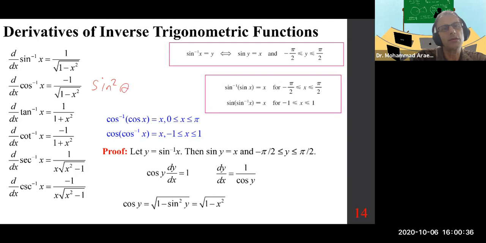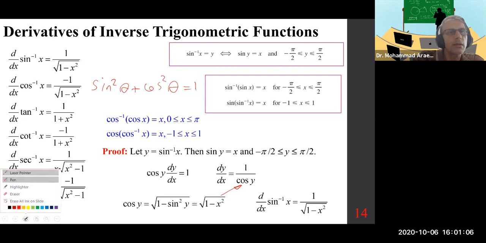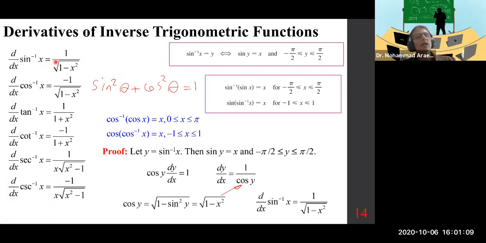Sine squared theta plus cosine squared theta is 1, which means sine squared is 1 minus cosine squared, and cosine squared is 1 minus sine squared, and so on and so forth. So it's pretty straightforward. I hope everybody is okay with that. Therefore, you are going to replace the cosine y with the square root of 1 minus x squared, and that's a proof for the derivative of sine inverse, which is 1 over the square root of 1 minus x squared. Okay, class? So that's one example and the proof.